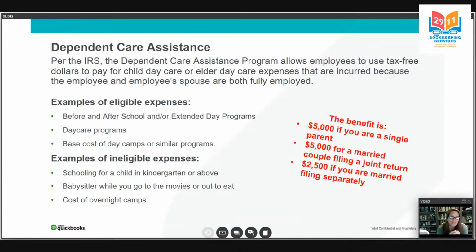So dependent care assistance, this program allows employees to use tax-free dollars to pay for childcare or elder care expenses if they're incurred because the employee or employee spouse are both fully employed. So there's some examples of eligible and ineligible. So you want to take a look at that. And the benefit is $5,000 if you're a single parent, $5,000 for a married couple filing a joint return, and $2,500 if you're married filing separately.